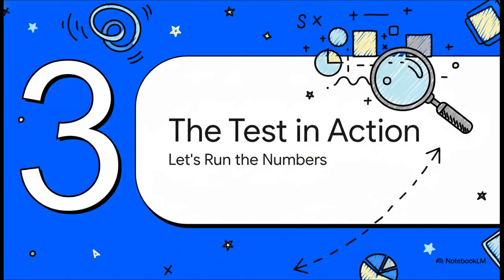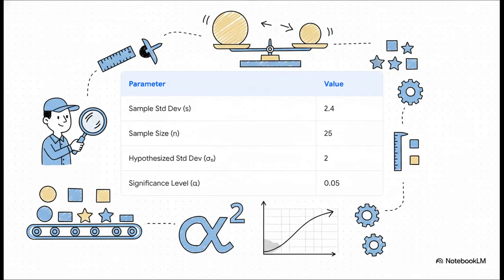All right, enough with the scary warnings. Let's get our hands dirty and actually see how this thing works with a real example. So let's pretend we're the quality control manager at that chip factory. We grab a random sample of 25 bags, and we find that their standard deviation is 2.4. Now, the company handbook claims the standard deviation should be exactly 2. We want to know if our sample is weird enough to challenge that claim, and we'll use a 5% significance level, our alpha, as our cutoff for weird.